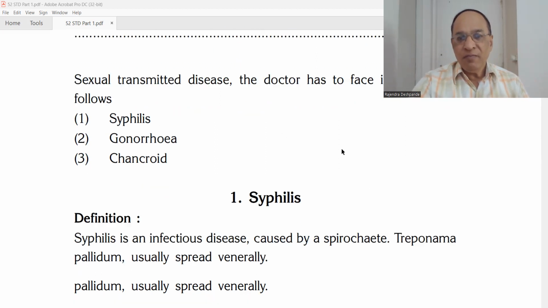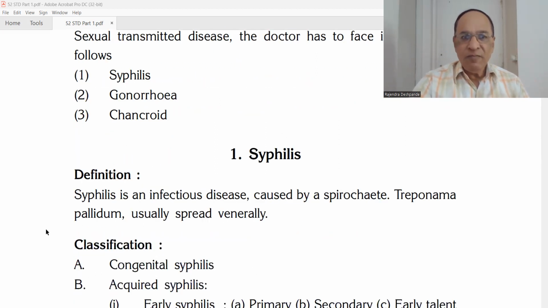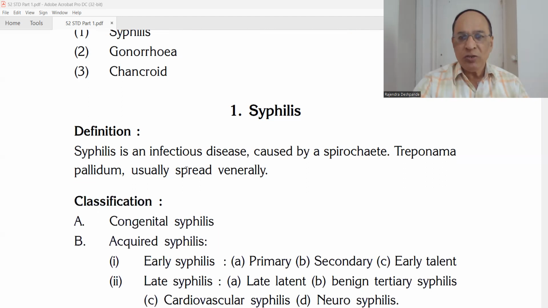For example, first is syphilis. Syphilis is an infectious disease caused by a spirochete. Treponema pallidum is the name of that spirochete, and that organism usually spreads venereally. That means whenever a person has intercourse, anal sex, or oral sex, this disease can spread. The danger of this disease is that its incubation period is too long.